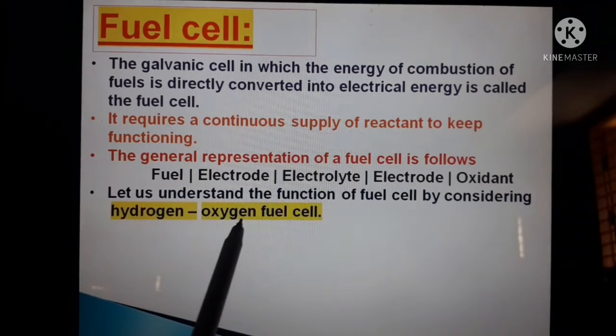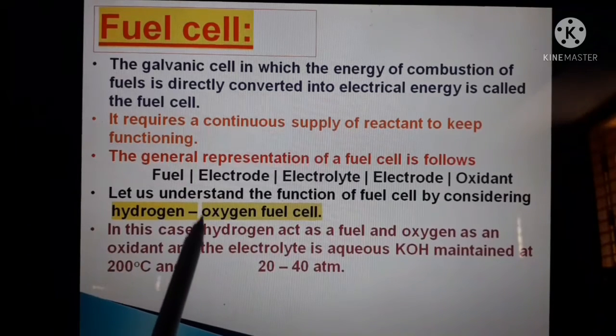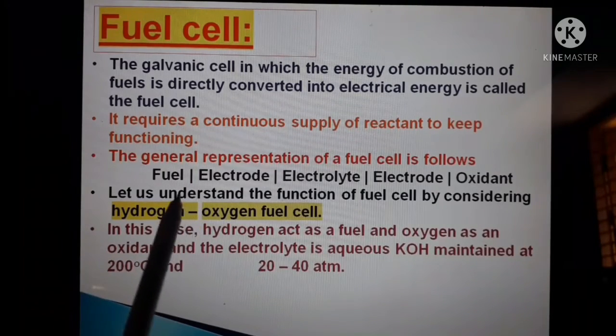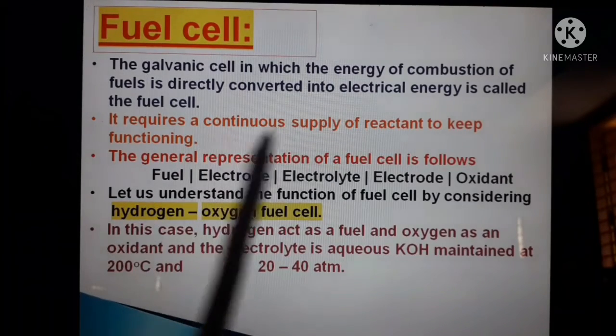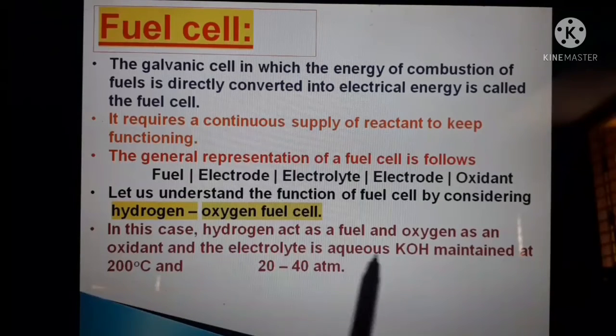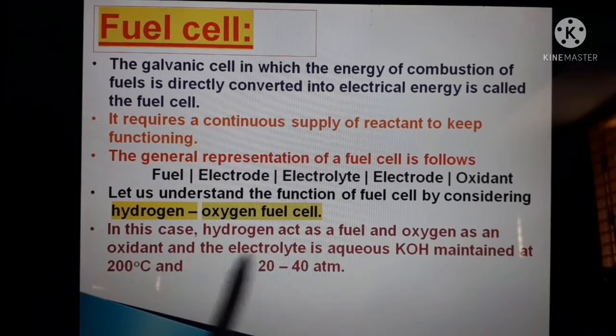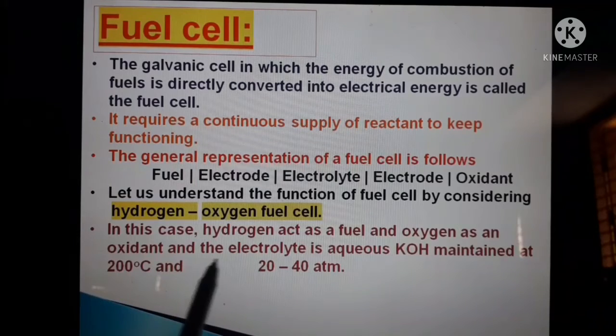Okay. Now let us understand the hydrogen oxygen fuel cell. In this hydrogen oxygen fuel cell, hydrogen is the fuel and oxidant is oxygen. Electrolyte is the aqueous potassium hydroxide solution maintained at 200 degrees C and 20 to 40 atmospheric pressure. Okay. This is a 1 mark question.